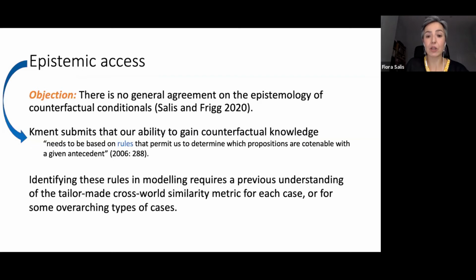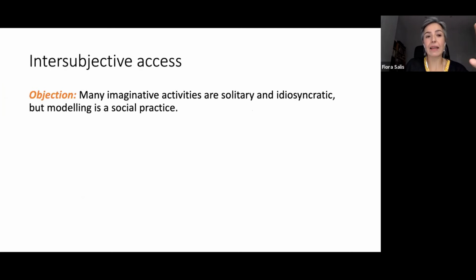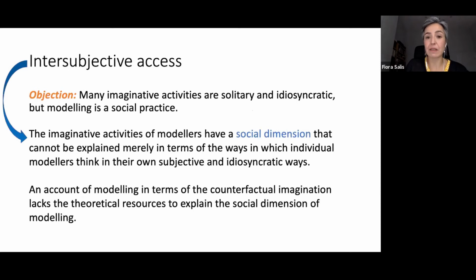relations. Okay, the last one is intersubjective access. And the objection is that many imaginative activities are solitary and idiosyncratic, but modeling is a social practice. Imaginative activities that are solitary and idiosyncratic are usually things like dreams or daydreams, but even the counterfactual imagination in itself, in its definition, could be such that it is performed as a solitary and idiosyncratic activity. However, the imaginative activities of modelers have a social dimension that cannot be explained merely in terms of the ways in which individual modelers think in their own subjective and idiosyncratic ways.